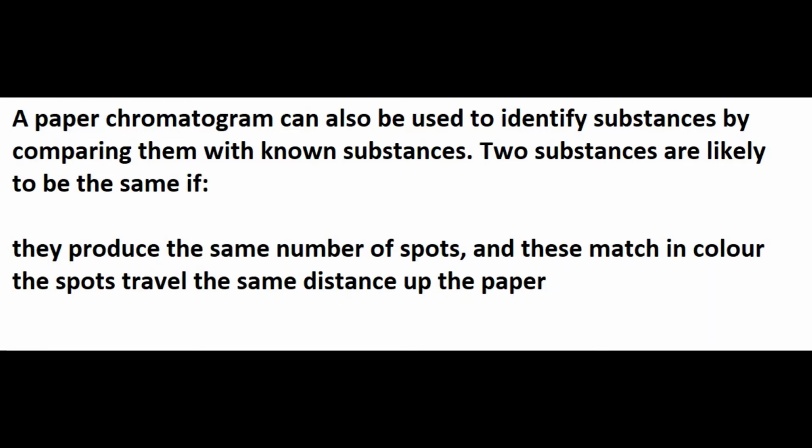A paper chromatogram can also be used to identify substances by comparing them with known substances. Two substances are likely to be the same if they produce the same number of spots, and these match in color, and the spots travel the same distance up the paper.